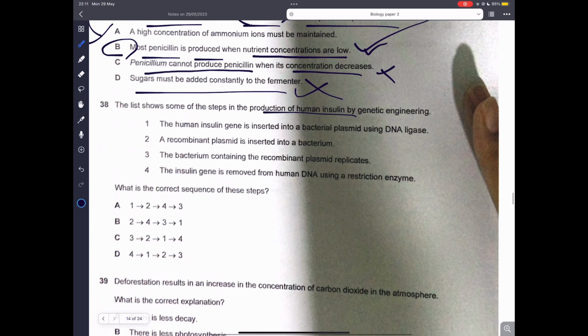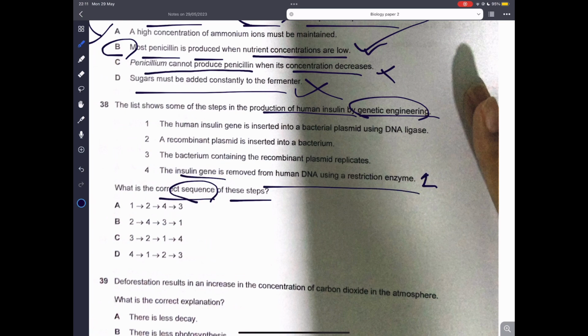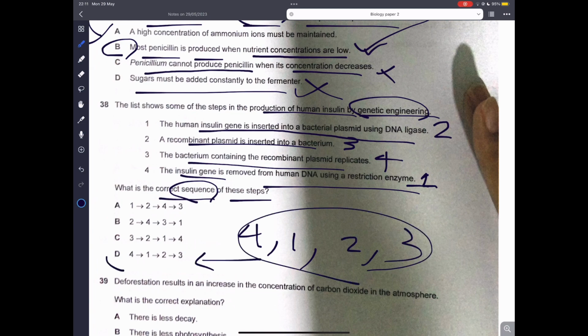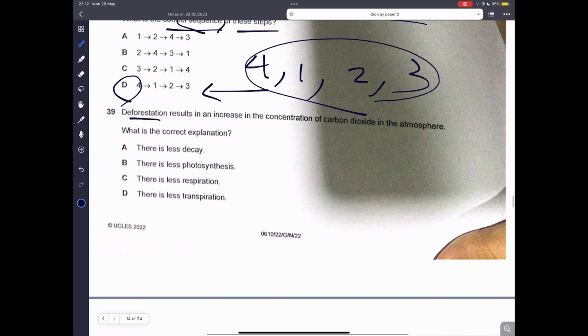38. The list shows some of the steps in the production of human insulin by genetic engineering. What is the correct sequence of these steps? Well, the correct sequence for this is number 4. First of all, the insulin gene is removed from DNA using restriction enzyme. Then the human insulin gene is inserted into the bacterial plasmid using DNA ligase. Then the recombinant plasmid is inserted into the bacterium. Finally, the bacterium containing the recombinant plasmid replicates, so D is the correct answer.